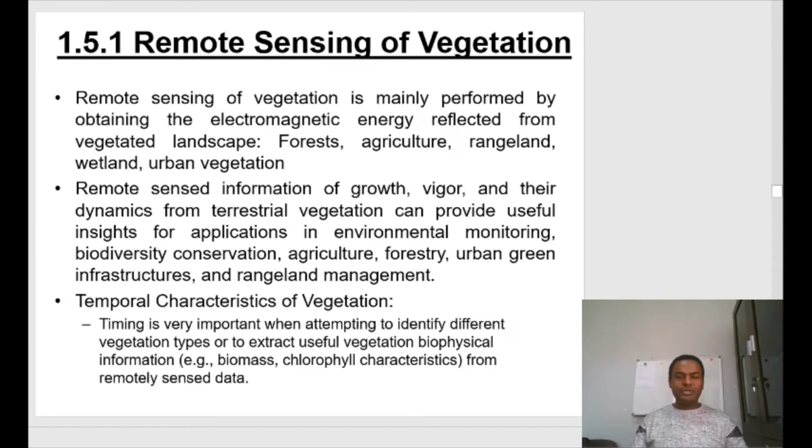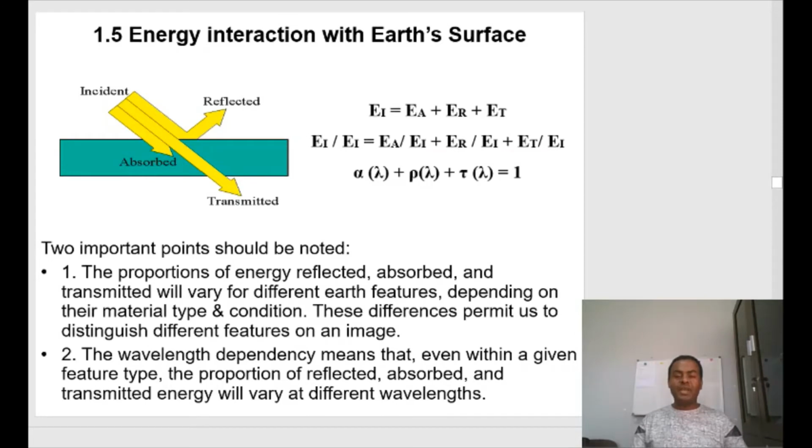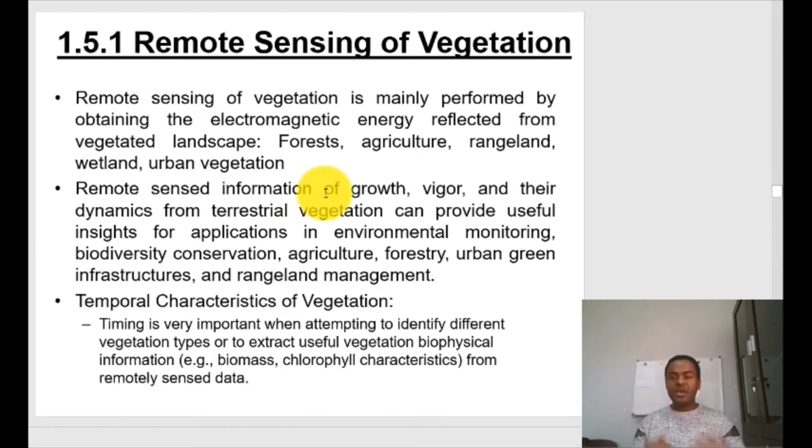Now let's come to the most important aspect of this lesson, that is remote sensing of vegetation. Based on the energy interaction with Earth's surface, there are different types of Earth's surface. But in environmental studies, we are interested in Earth objects such as vegetation, soil, and water. Hence, we will be studying the remote sensing of vegetation, remote sensing of forest, remote sensing of water, remote sensing of soil, and different geomorphologies.